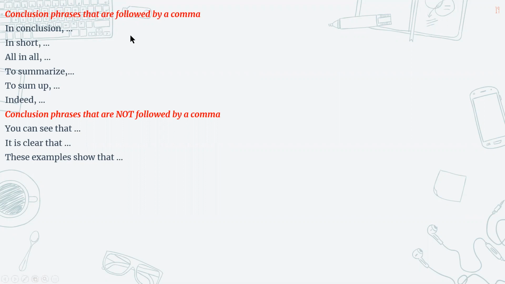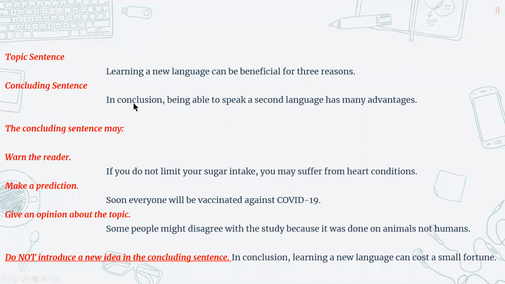Okay, they signal the end of the paragraph. They say that the following sentence is the last one in the paragraph. Some of them are followed by a comma, like in conclusion, in short, all in all, to summarize, to sum up, indeed. Okay. So I could say, indeed, not in conclusion, being able to speak a second language has many advantages. All in all, being able to speak a second language has many advantages. To sum up, being able, and so on.